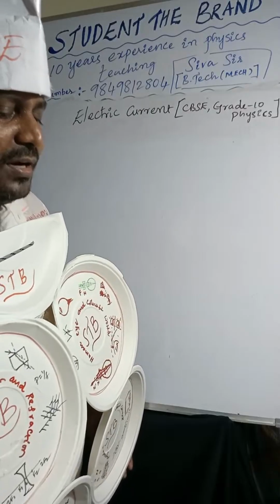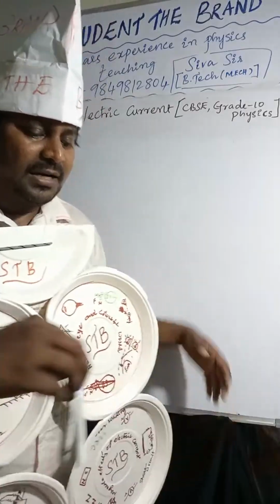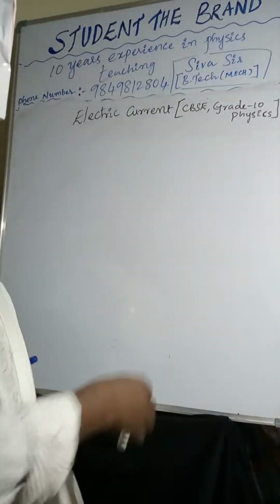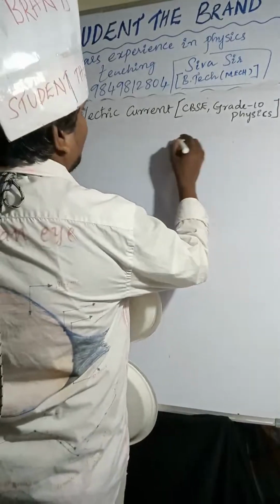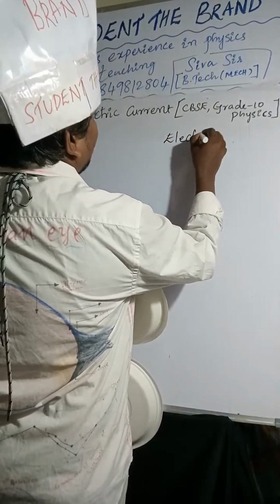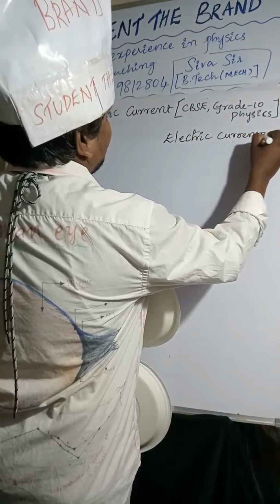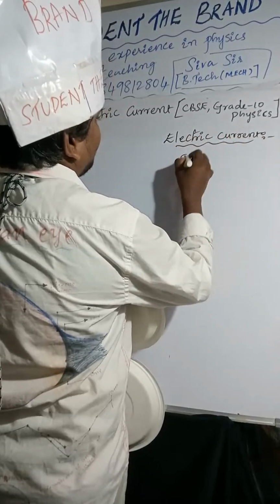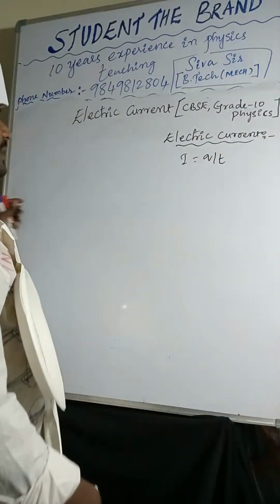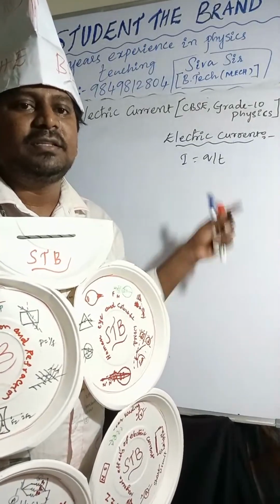Normally, electric current is nothing but I equal to Q by T. I is the current, Q is the charge, T is time.